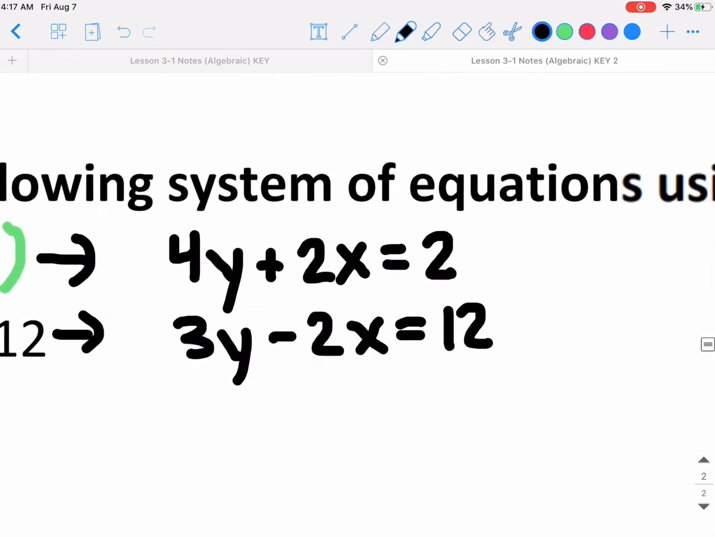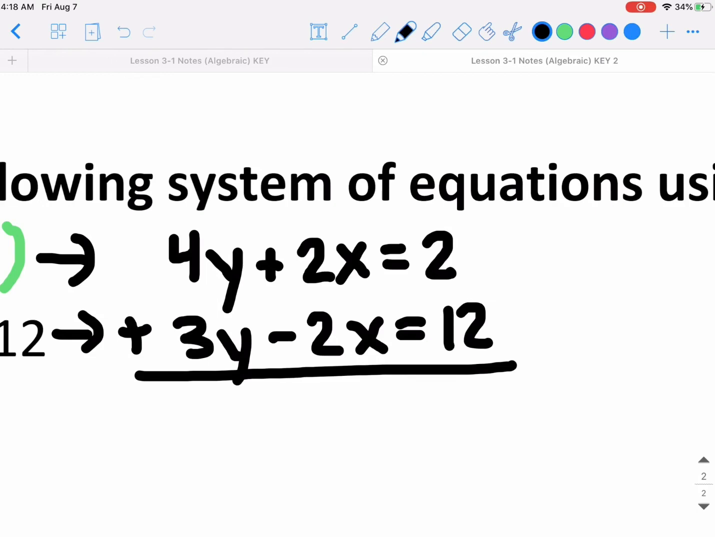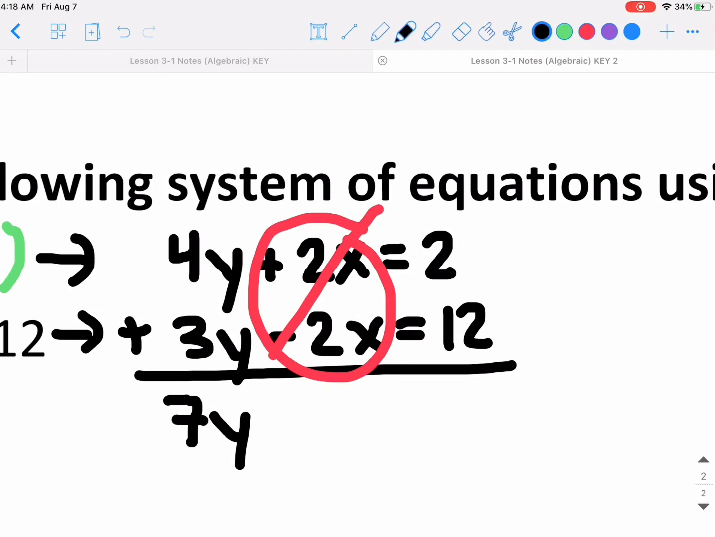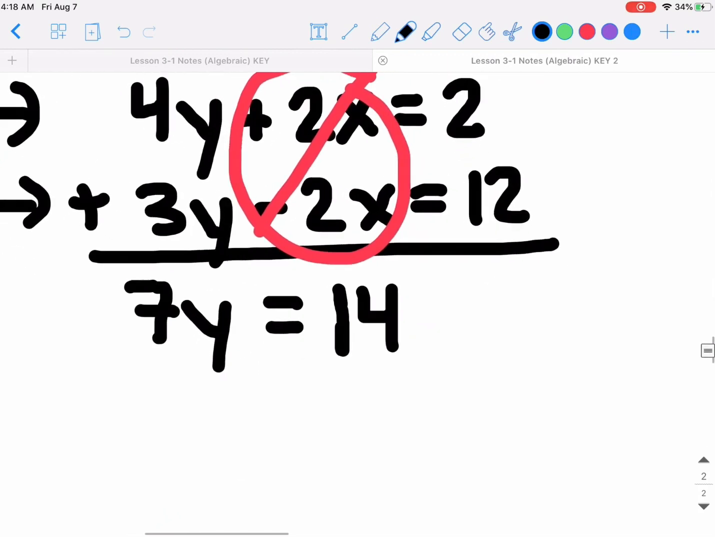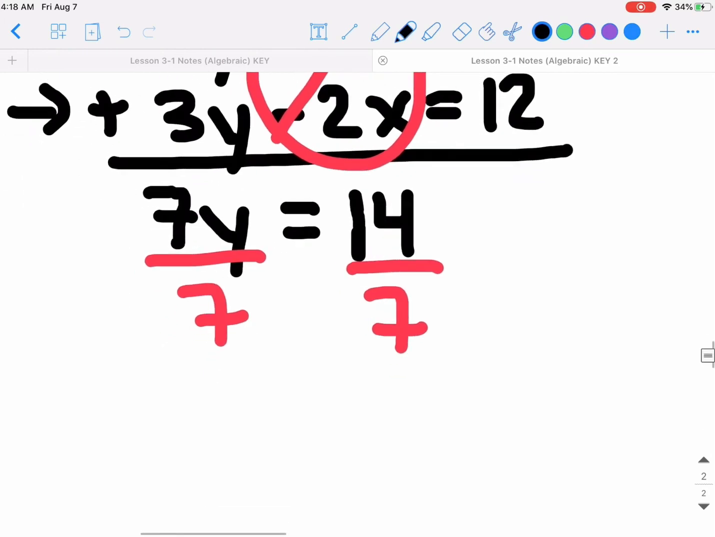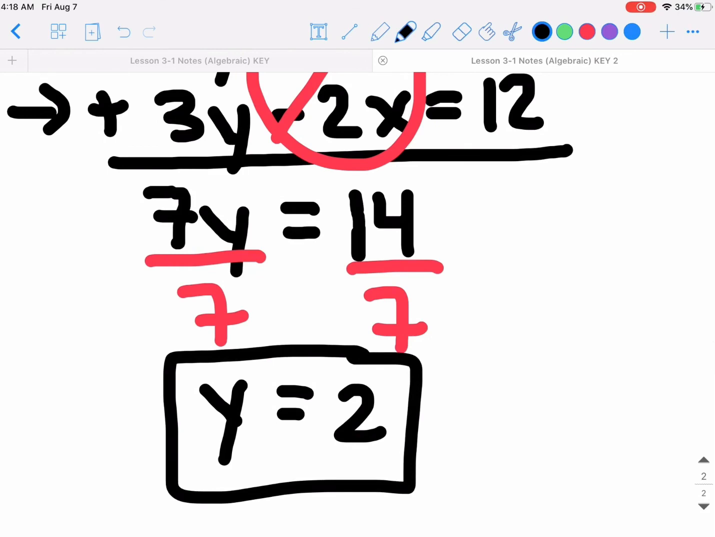Now, if I add these two equations together to create a new equation, I'm going to have 7y, and 2x plus -2x becomes 0. These cancel each other out. And on the right-hand side of my new equation, I have 2 plus 12, which is 14. So I have 7y is equal to 14. And I can now divide both sides by 7. And I will get y is equal to 2.